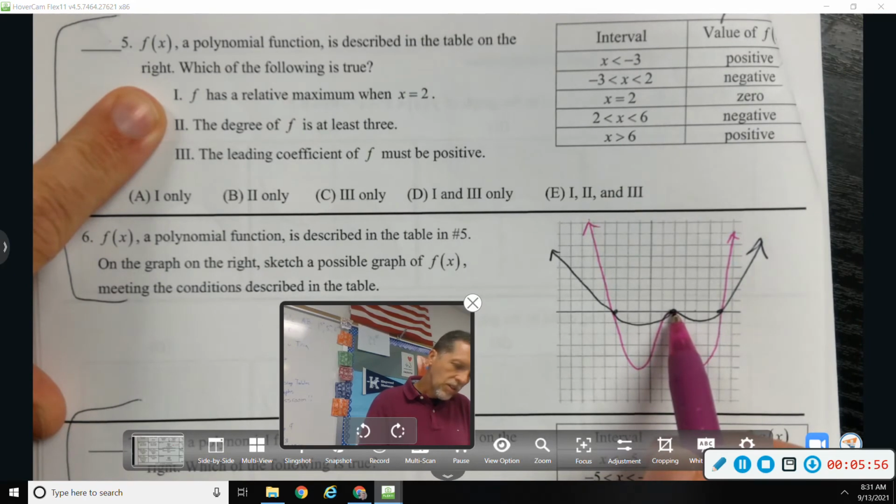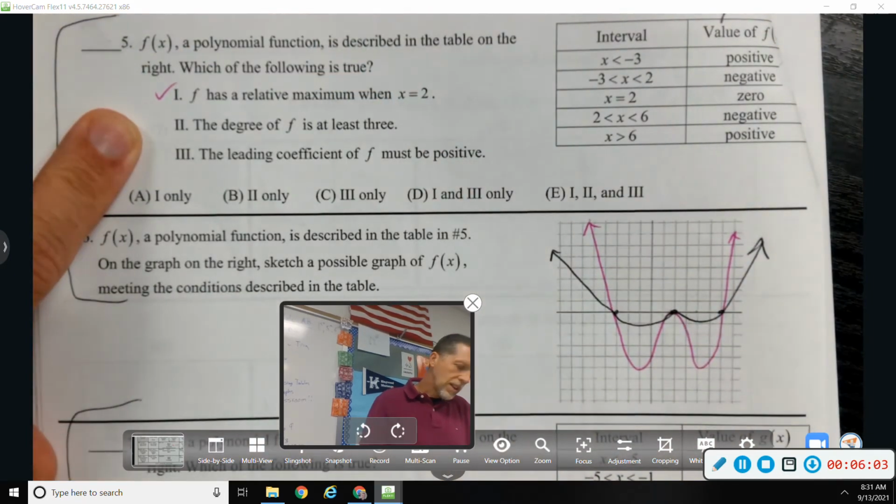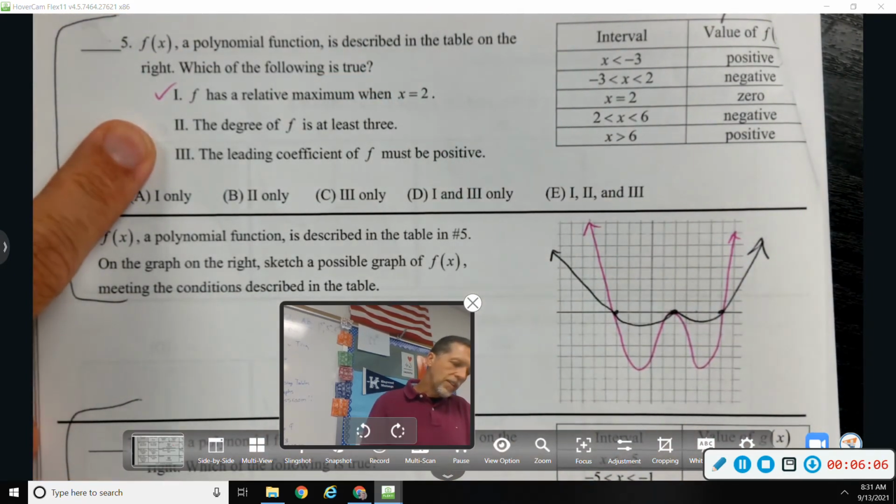Yes, that is true, because that's the top of a hill. It's not the absolute maximum, but it's a relative maximum. So that's true. The degree of f is at least 3. I mean, yeah.